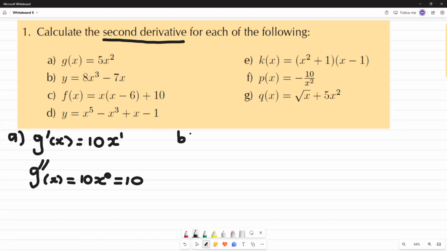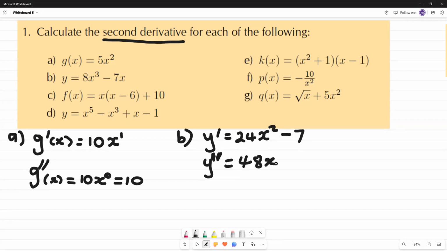Then we have b. We need to do the first derivative, which we can all see is 8 times 3, which is 24, then x squared minus 7. Then we need to do the second derivative, which is basically 2 lines, and you can see that it's going to be 48x. Remember, the derivative of a constant is 0. So that disappears. Now let's go to C.